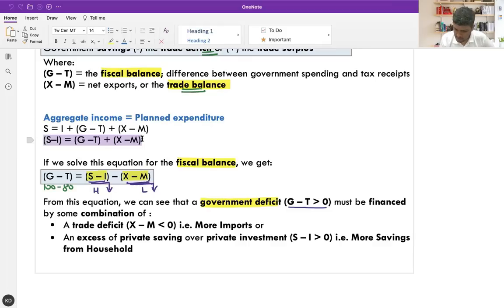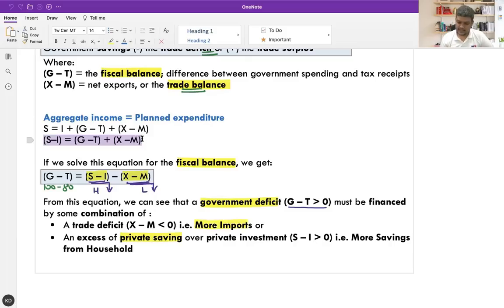More savings. And how can X minus M be low? That entire part, imports, has to be low. So what should be the case? There should be more exports or more imports? More imports. So therefore, there should be a trade deficit.